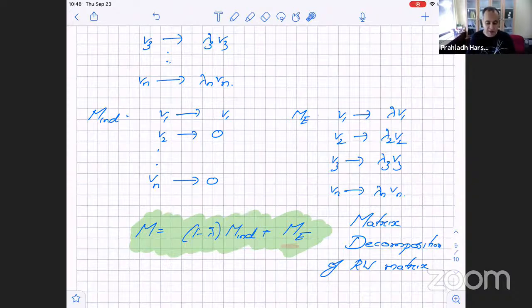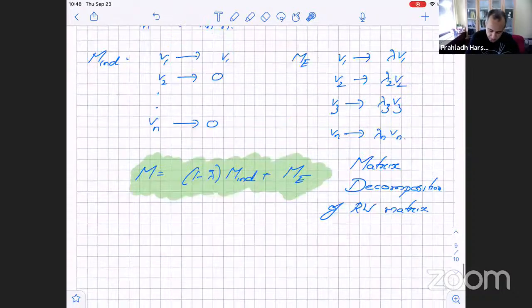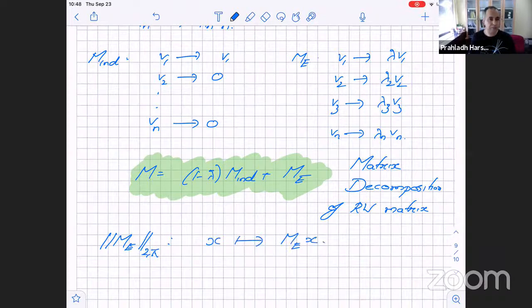And how large is this error? Let's stare at this error. Let's understand what this object is, the 2-norm of M_E. Basically I want to understand what the stretch is when I move from X to M_E X. So let's just write X in the eigenbasis. Let's write X as the sum of alpha_i V_i. Therefore, the squared norm of X is just the sum of alpha_i squared.